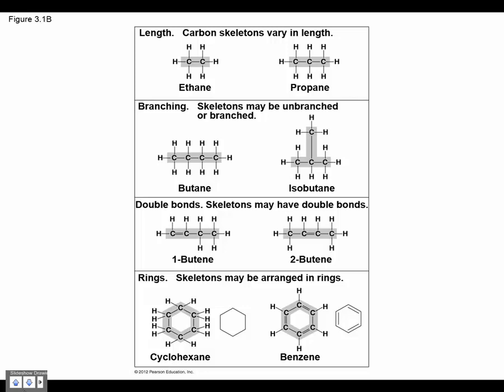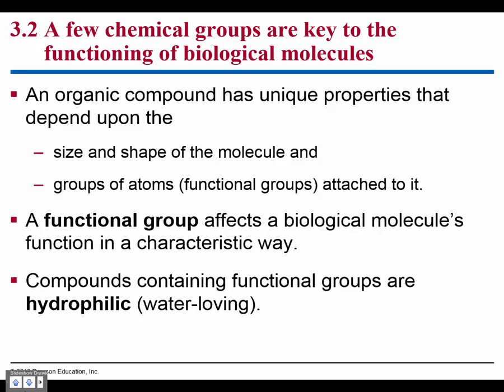So here you have just basic carbon skeletons, and when they vary in length, they change. So you have ethane 2, propane 3, butane would be 4, pentane would be 5, so on and so forth. You could branch out. There's your isobutane, so it's still butane, but it's a little different shape. You can have double bonds, like butene, different ways to carry that double bond. And then you can make rings, and so you have a cyclohexane and benzene ring, all sorts of different ways to shape that. And so each organic compound has unique properties.